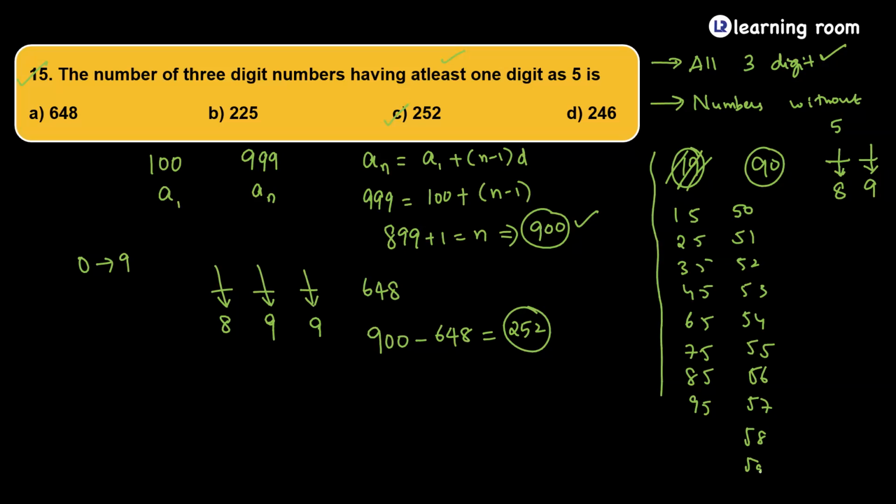The same logic is applicable there. Like this, if you write, you can write the numbers as 105, 115, 125, 135. Like that, you have to sit and write. It will come out as 252 numbers. I hope you could understand. Did you get your doubt cleared now?